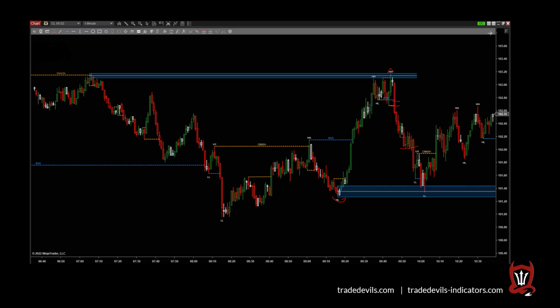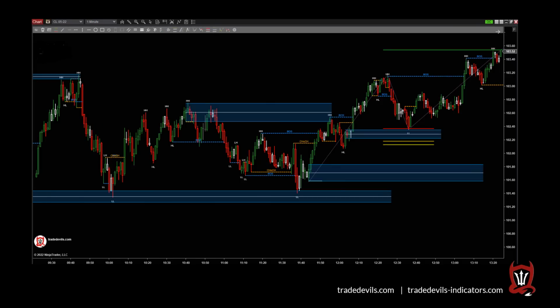These are little micro changes. Here's the final break of structure, confirming the trend change. I come back into that demand zone. Now I come out of here. Right? Same thing happens again. Let's see. I went down to a 1 minute here. So here's that section here.